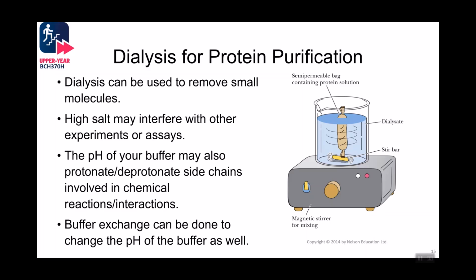So for example, if we did use pH on our ion exchange column, we might want to go back to the original pH that the protein prefers. Your protein of interest will then remain in the bag due to its larger size, and then you could remove it and study it under the new conditions.